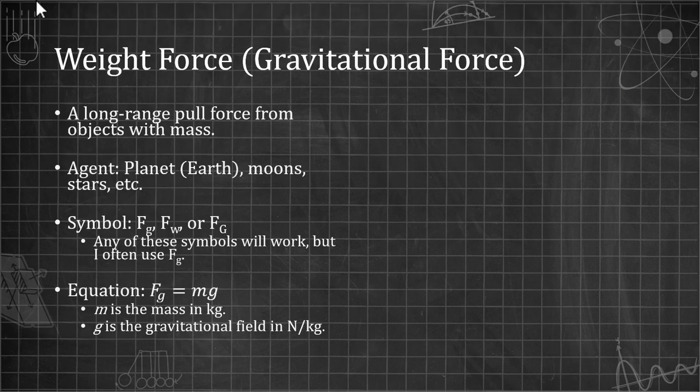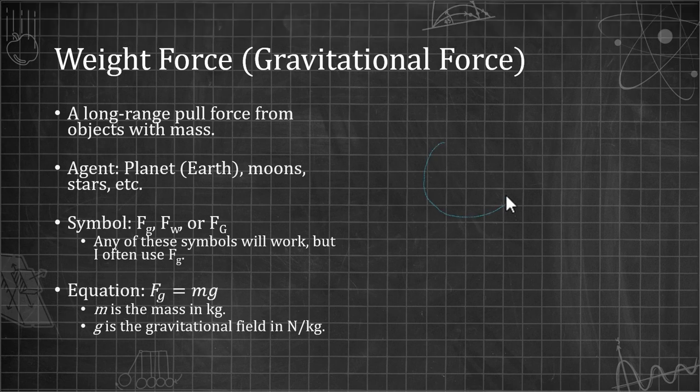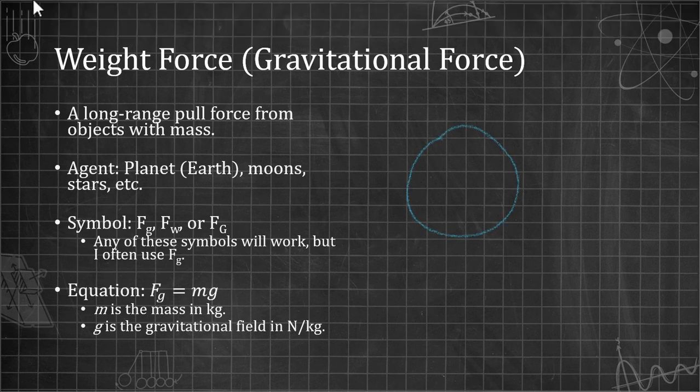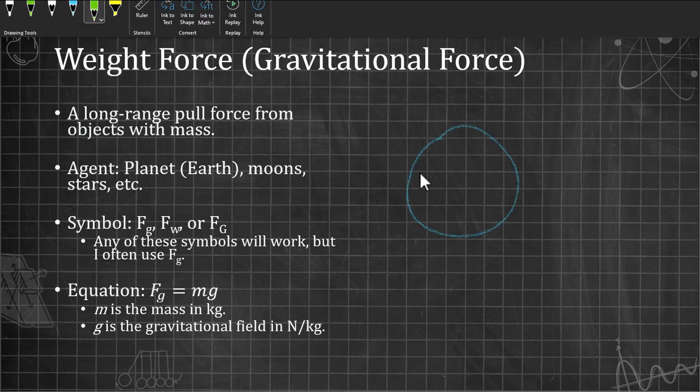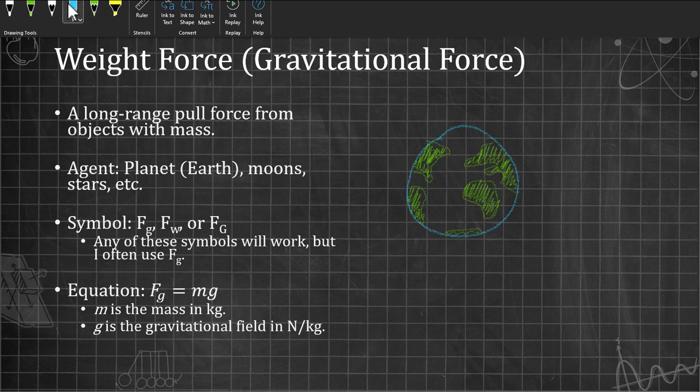Let's start by taking a look at the weight force or the gravitational force. So it's a long-range pull force from objects that have mass. Any object that has mass should apply a weight force to any other object that has mass. So the most common agent that we'll use is the planet Earth. But any agent or any object like moons, stars, black holes, galaxies, all of those have significant mass, so we could use those as agents as well if we're near those objects.